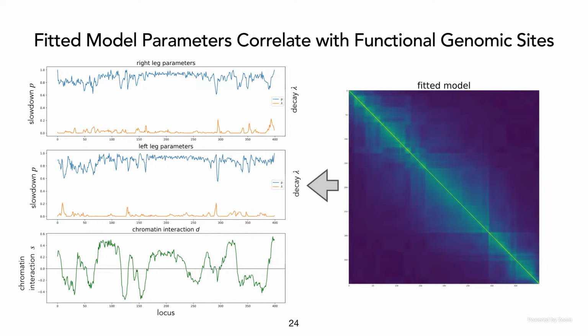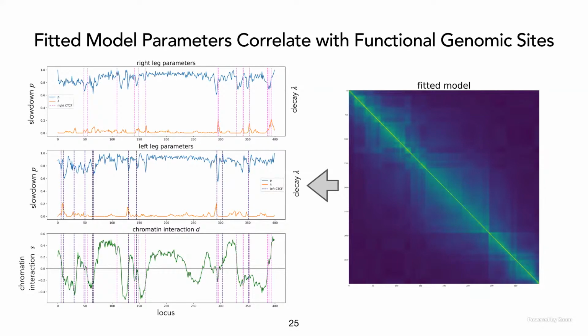In the vertical lines, I'm now showing you the CTCF sites that are supposed to be blocking either the right or the left leg. And what I want you to appreciate is that for the most part, they actually do correlate with the changes in the parameters, but not always. There are areas where, for example, here, there is a change in the parameters, but there's no CTCF site. So there must be something else happening in the genome that might be affecting the loop extrusion model.